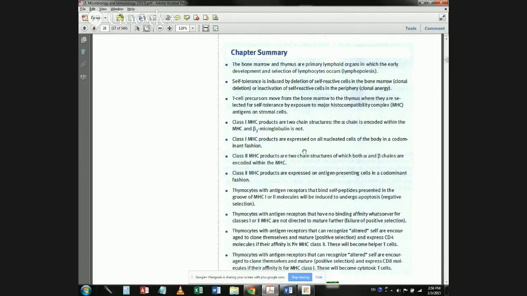Thymocytes with antigen receptors that bind self-peptides presented in the groove of MHC1 or 2 molecules will be induced to undergo apoptosis. This is negative selection. So thymocytes would do well to not bind self-peptides in the groove of 1 or 2.